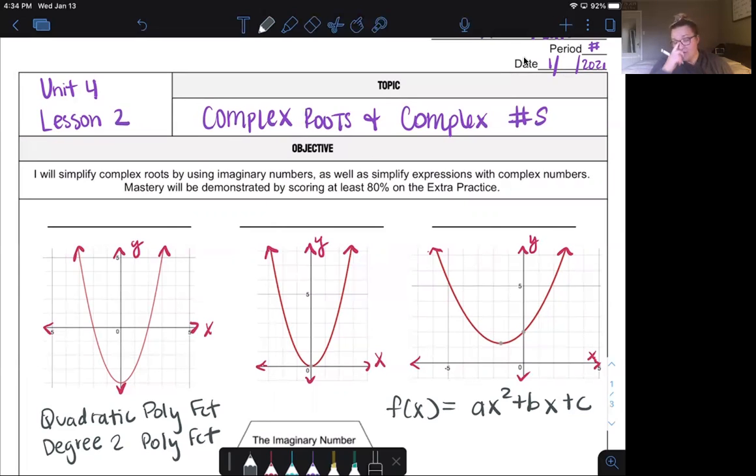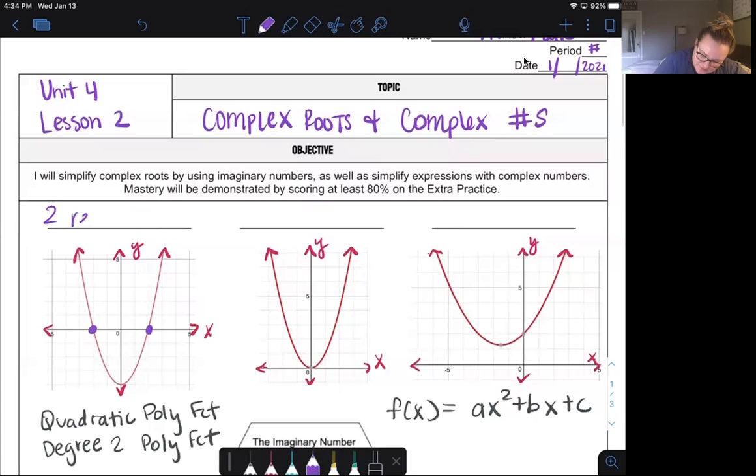And when we solve a quadratic function, there are 3 options for the numbers and types of solutions that we can get. We can solve and get 2 real solutions. And by solutions, I mean x-intercepts. We can solve and only get 1 x-intercept because it only hits the x-axis 1 time. So maybe we get 1 real solution.